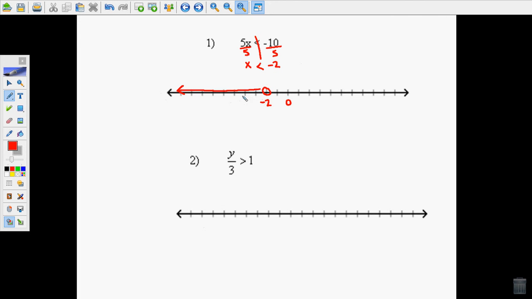You can also check that by picking a number over here, like negative 10. 5 times negative 10 is less than negative 10. So when we pick a number on our number line, it actually checks out in the inequality.